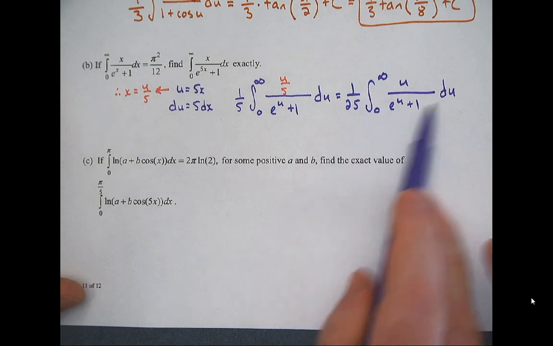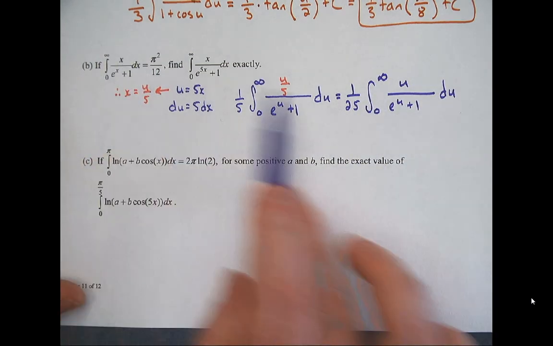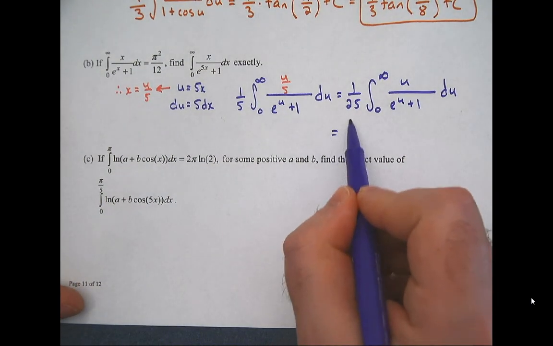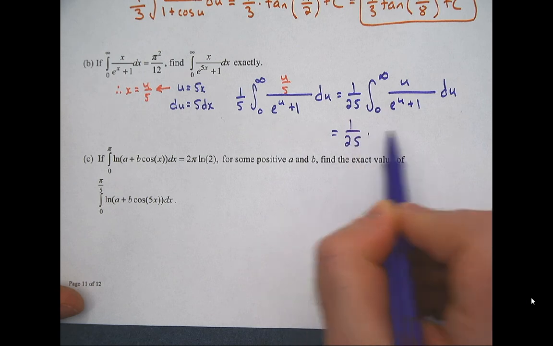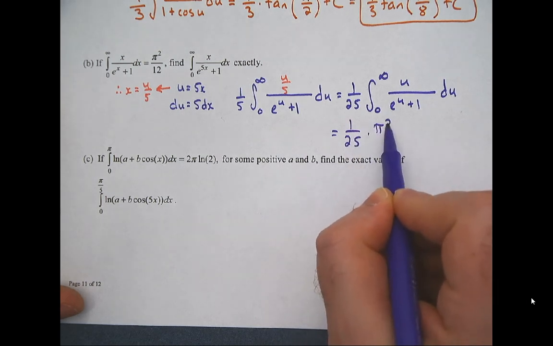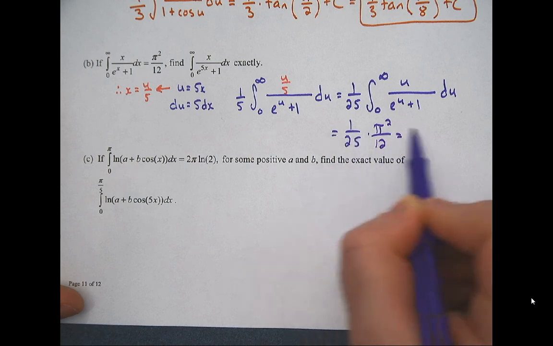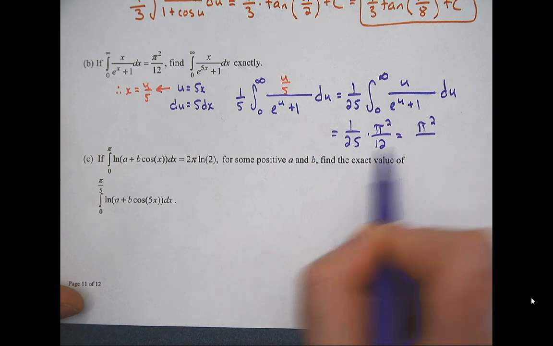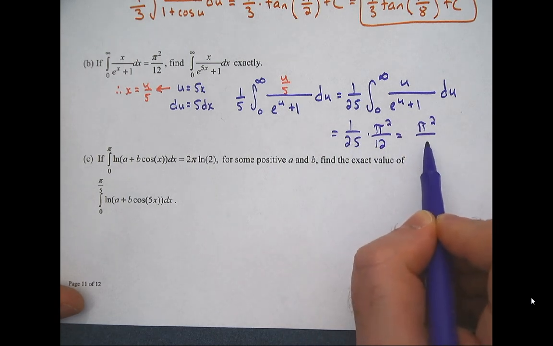Now this mess looks like that mess, which means we can sub it out and put in what it's worth. This is worth pi squared over 12. 1 times pi squared is pi squared. 25 times 12, 300.